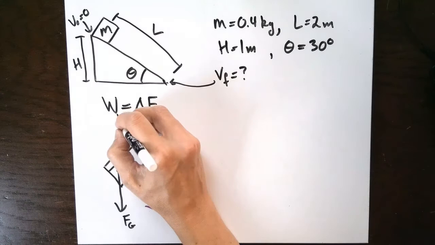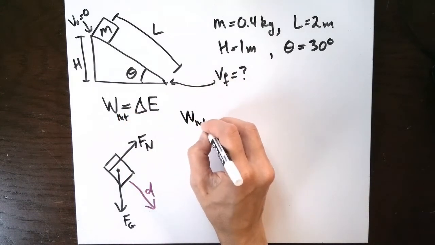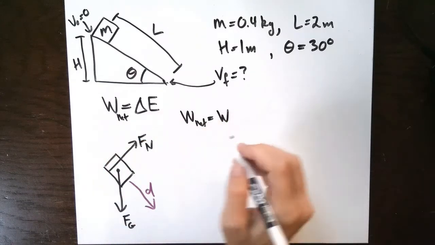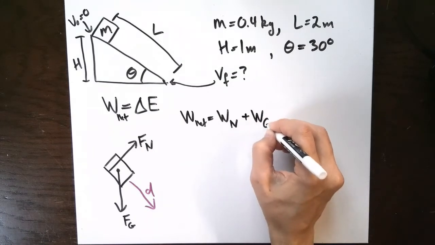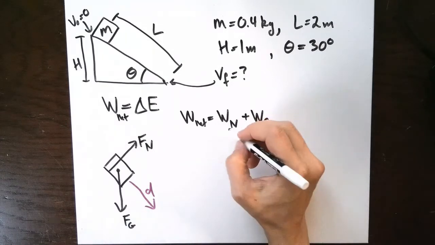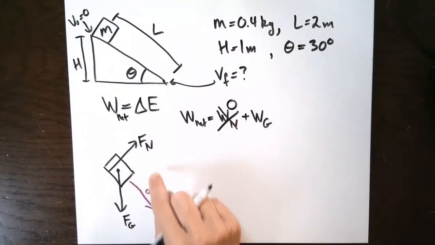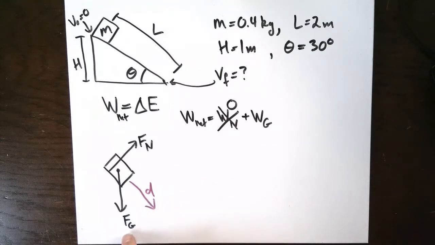So when we're figuring out the net work, the net work is going to be the work done by the normal force plus the work done by gravity. And the work done by the normal force is 0 because the normal force and the displacement are perpendicular to each other. Now gravity isn't completely parallel or anti-parallel to the displacement. It has this angle here.